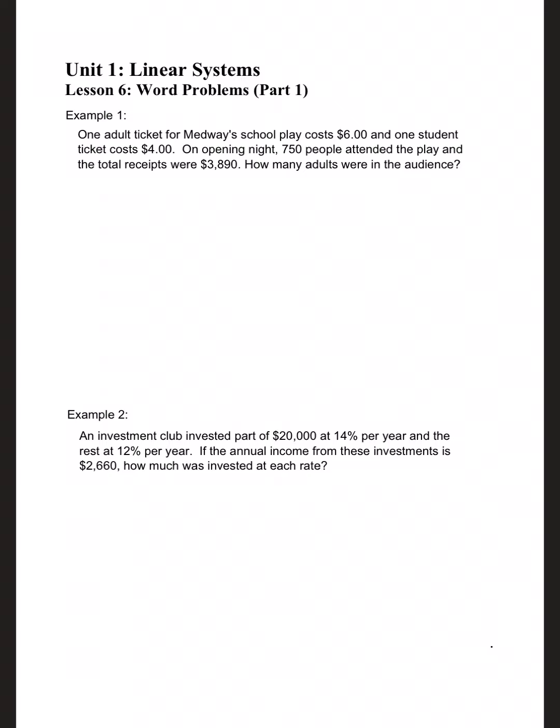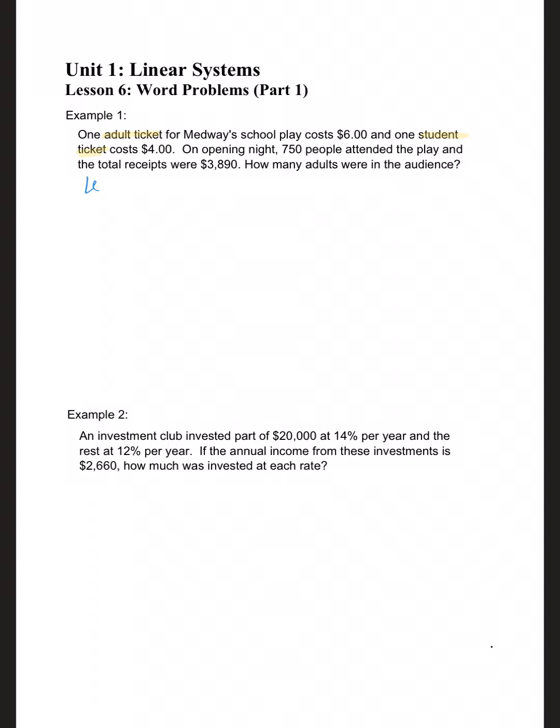So your first example is one adult ticket for Medway School Play costs $6 and one student ticket costs $4. On opening night, 750 people attended the play and the total receipts were $3,890. How many adults were in the audience? So we have two different types of tickets. We have adult tickets and we have student tickets. So let's give a variable to each of those things.